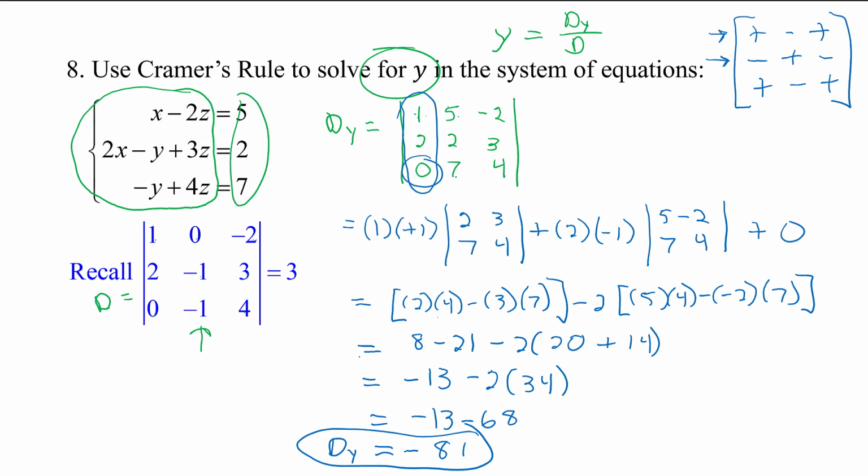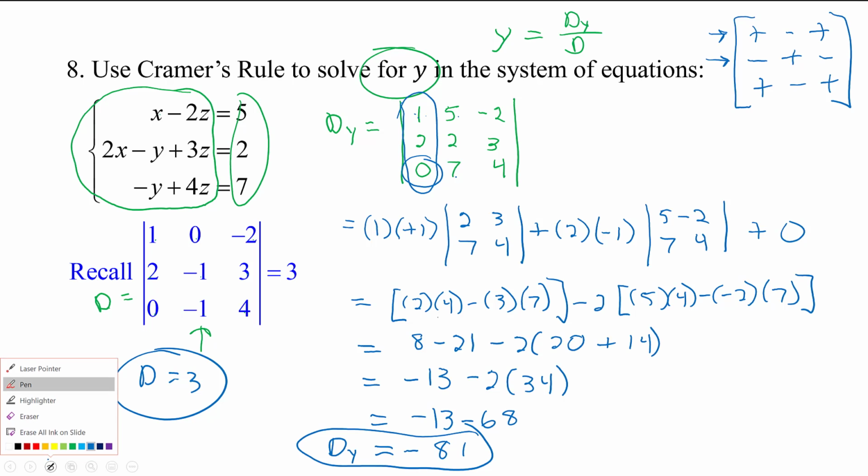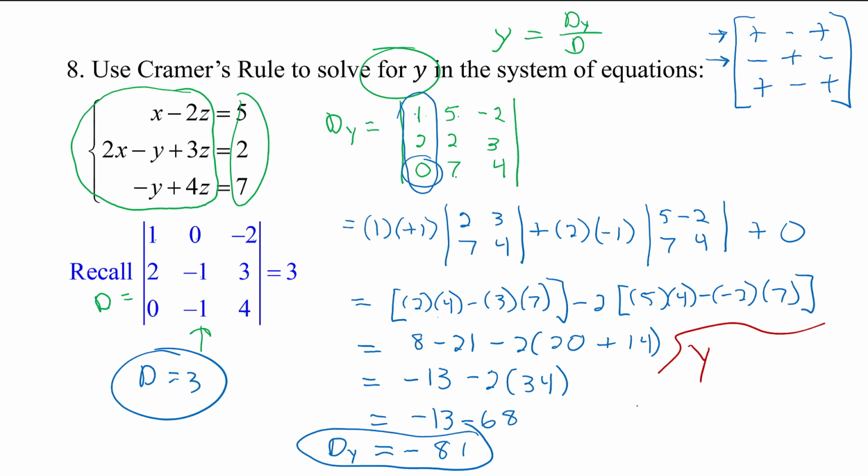And we already had d is equal to 3 here. So to solve for y, y equals d sub y over d, which is negative 81 over 3. So we end up with y is equal to negative 27.